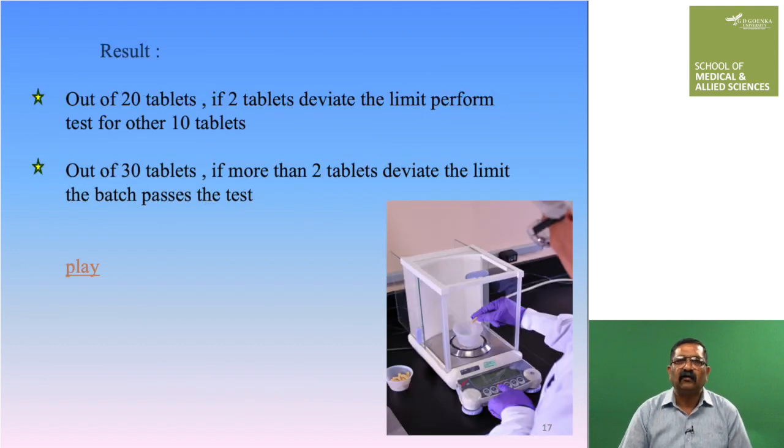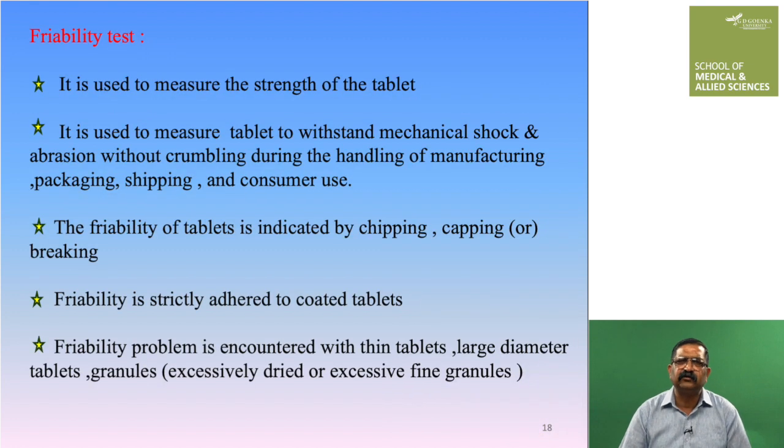It will give you the percentage weight variation. And the result of the tablets: if out of 20 tablets, 2 tablets deviate from the limit, perform the test again on the remaining 10 tablets. And totally, out of 30 tablets, if not more than 2 tablets deviate, that batch passes the test. Next slide talks about the friability test.